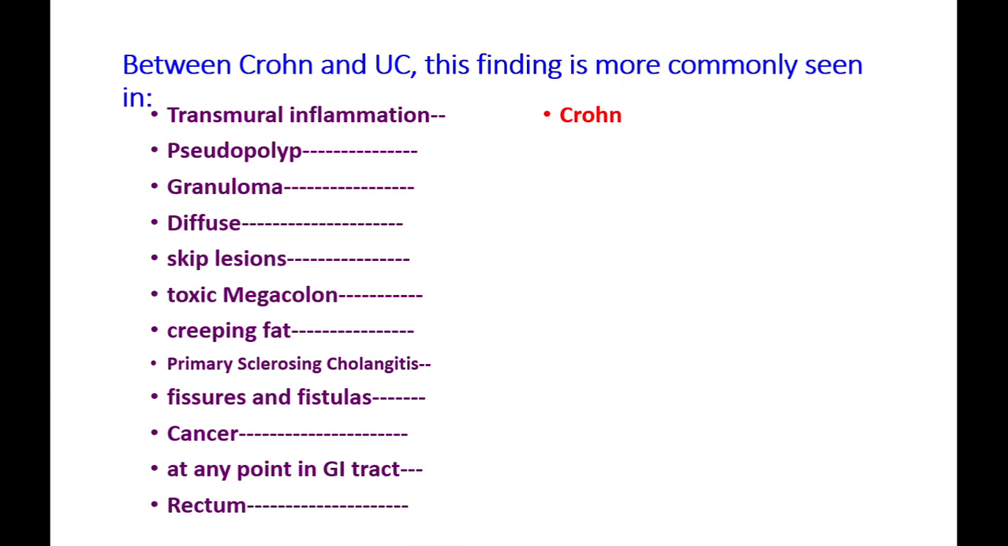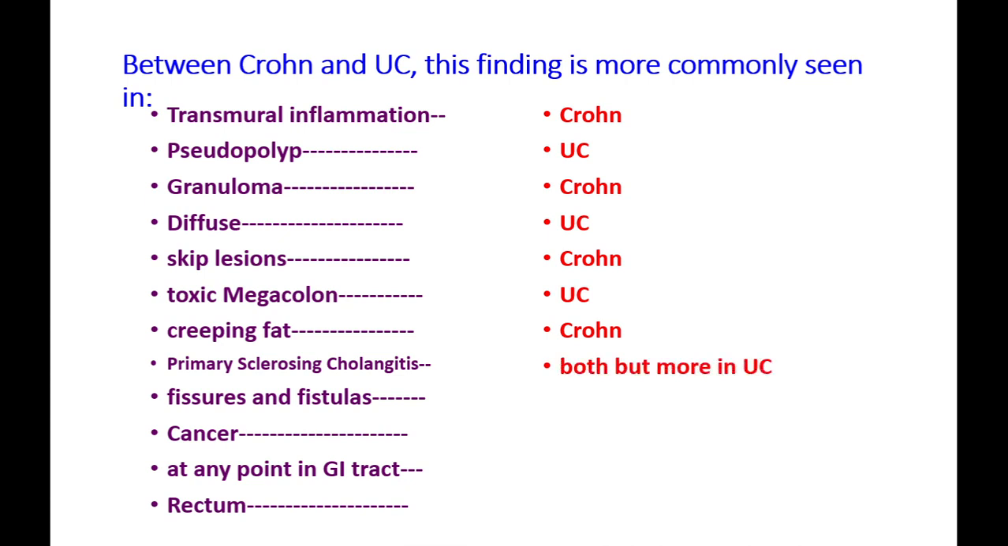Transmural inflammation is mainly in Crohn's disease. Pseudopolyp is in ulcerative colitis. Granuloma is a feature of Crohn's in 50% of cases, and diffuse inflammation is a feature of ulcerative colitis, starting in the rectum. Skip lesion is for Crohn's disease. Toxic megacolon is a rare complication of ulcerative colitis. Creeping fat is a feature of Crohn's disease, and primary sclerosing cholangitis can be seen more commonly with ulcerative colitis, and even with Crohn's disease.